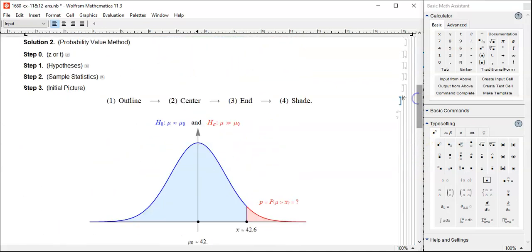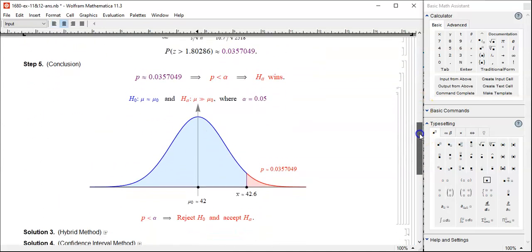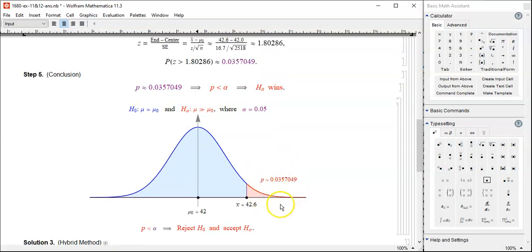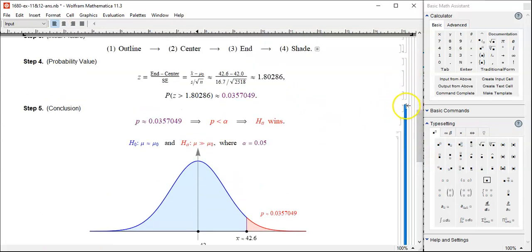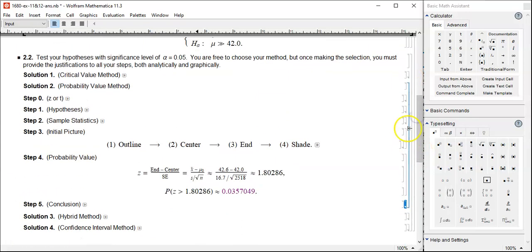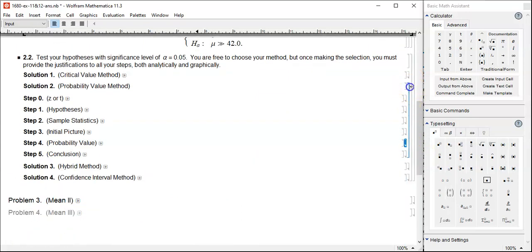I corrected the program, so now it's working fine. So the probability we calculated is 0.0357 and so on, and this is what Mathematica calculated, and this is what we got from the z-table. Either way, it's kind of similar, and in any case, you can see that this p-value is less than alpha. So alternative wins. Reject null and accept the alternative hypothesis. Now, if you're comfortable with this p-value method, go ahead and use it.